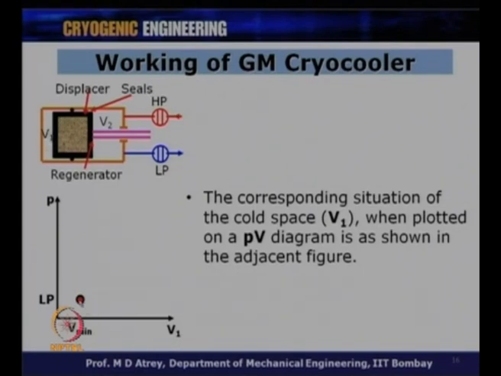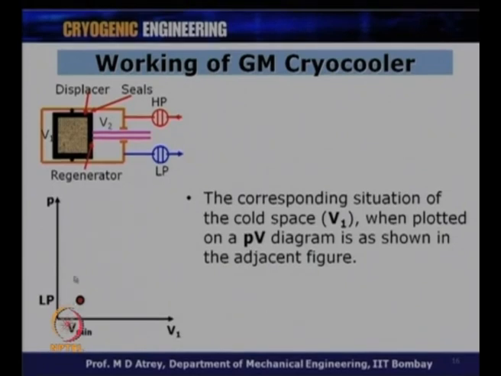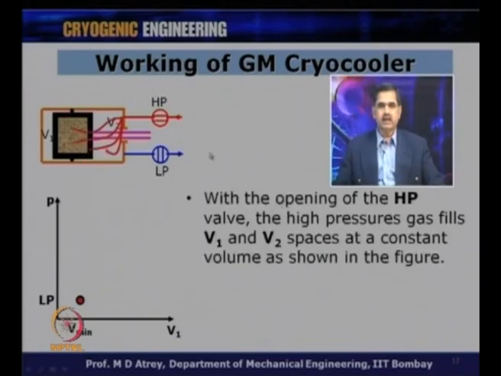So, at present we have got a V minimum, and the gas, let us say at low pressure, is there at V1. So, the corresponding situation of the cold space V1 when plotted on a PV diagram is as shown in the adjacent figure. Now you can see that I have made the HP valve open. With the opening of this HP valve, the high pressure gas fills V1 and V2. So, high pressure gas will come from this side, and it will go to the displacer, the regenerator, and everything will be now filled up with high pressure gas.